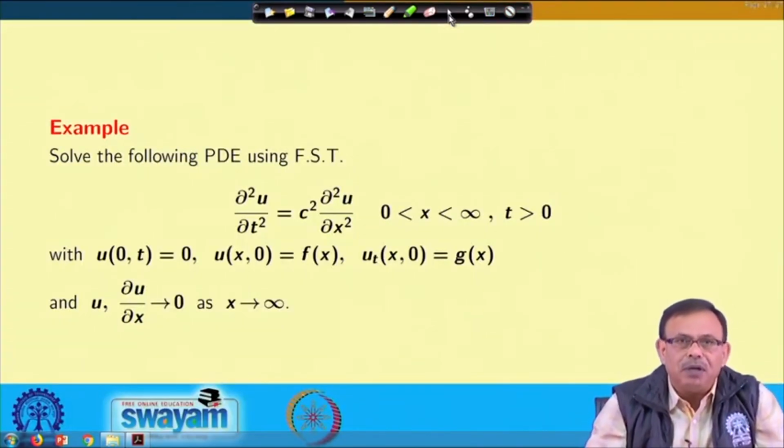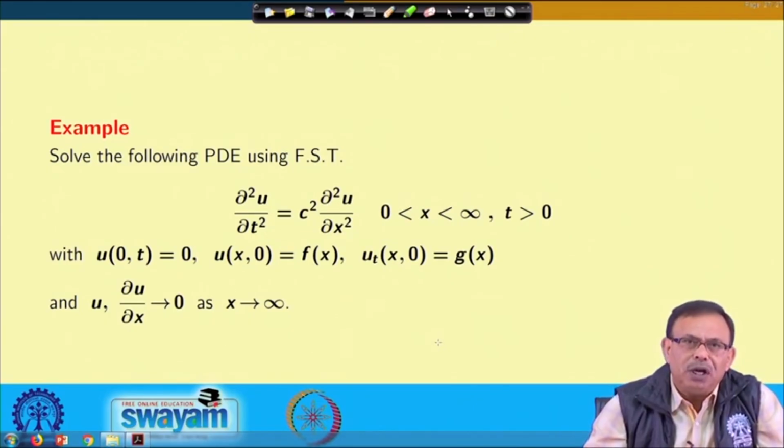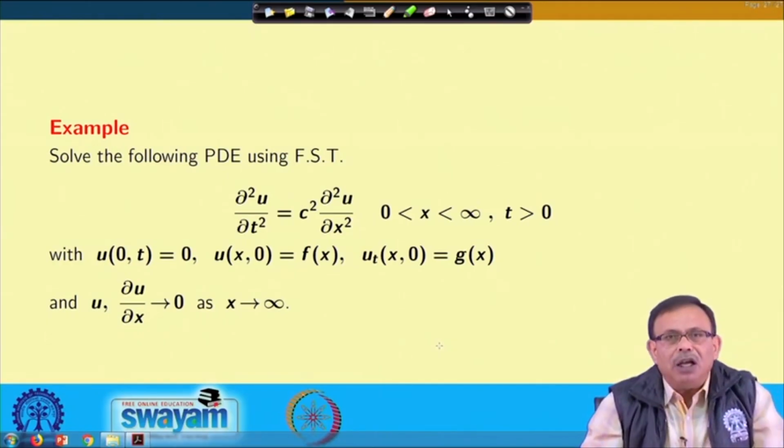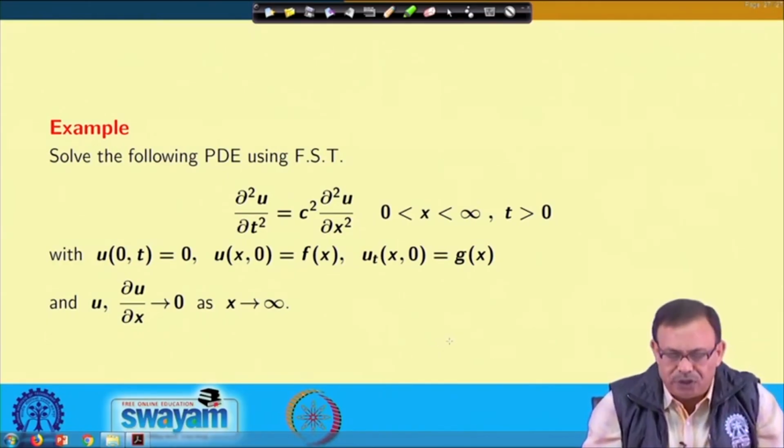You see this problem. Now, we want to take del 2 u del t square equals c square into del 2 u del x square, x lies between 0 to infinity, with u 0 t equals 0, u x 0 is f x, and u t x 0 we are considering here as g x, and u and del u del x are approaching 0 as x approaches infinity. So, once I am doing it, I have to use Fourier sine transform.